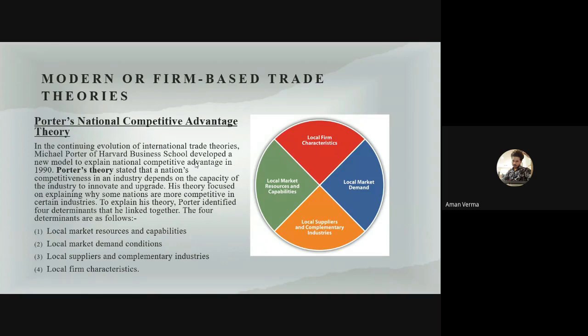To explain his theory, Porter identified four determinants that he linked together. Together, the four determinants are as follows. First is local market resources and capabilities. Second is local market demand conditions. Third is local suppliers and complementary industries. And fourth is local firm characteristics. These were the four theories of modern firm-based trade theories.